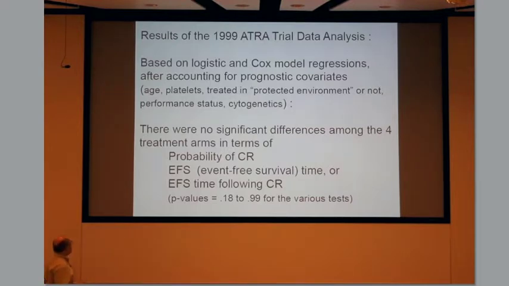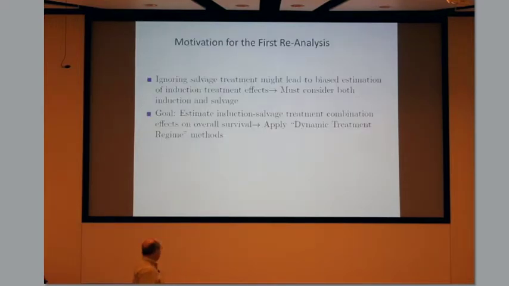The results of the analysis, now I'm switching to bigger type, this is like mixed media. Based on the analyses, the conclusions were that nothing was going on. There were no significant differences among the treatment arms in terms of probability of remission, event-free survival following CR, and so on, any of the events. The p-values were all very non-significant. Okay. So the motivation for the reanalysis was the fact that I noticed that just looking at frontline therapy is really silly.